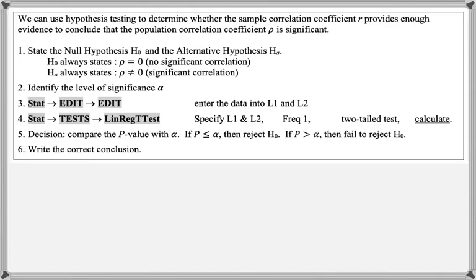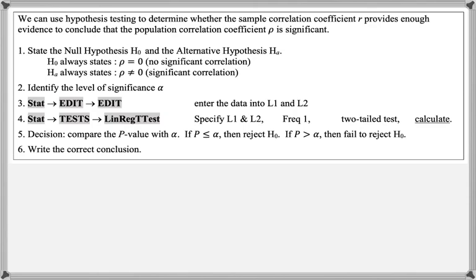We can use hypothesis testing to determine whether the sample correlation coefficient, R, provides enough evidence to conclude that the population correlation coefficient, Rho, is significant. First, state the null hypothesis and the alternative hypothesis.